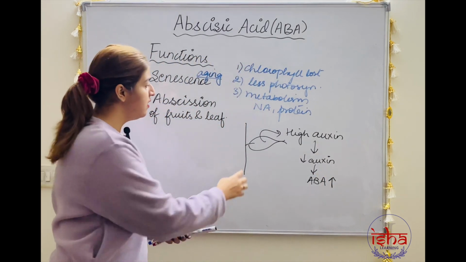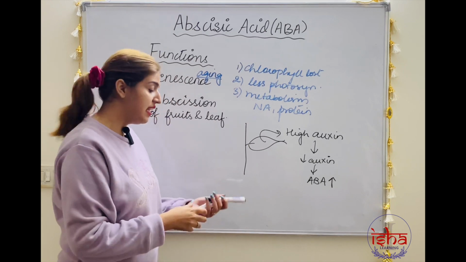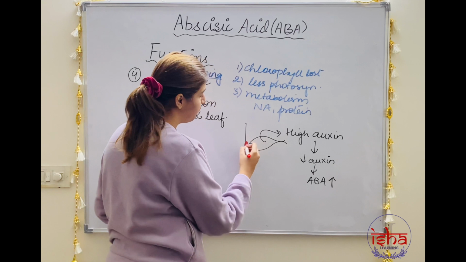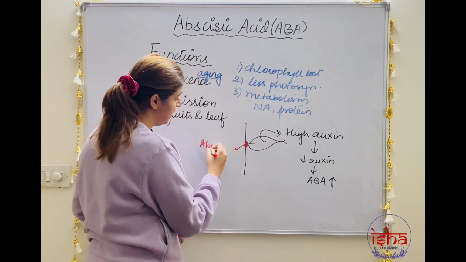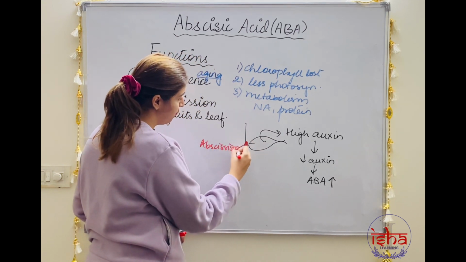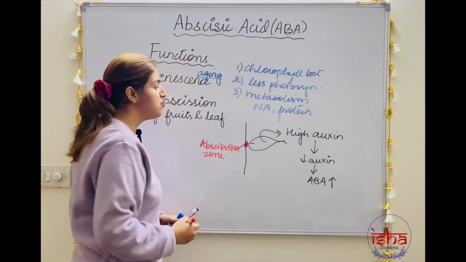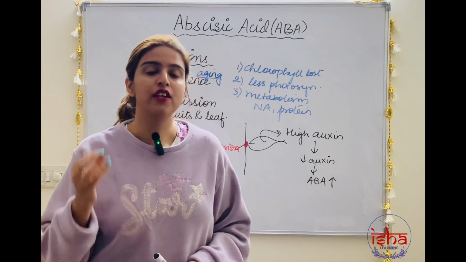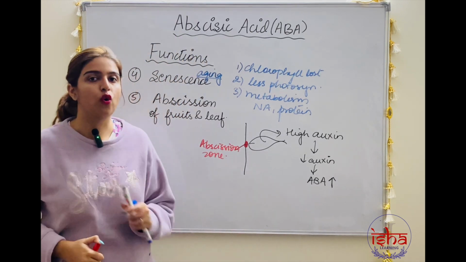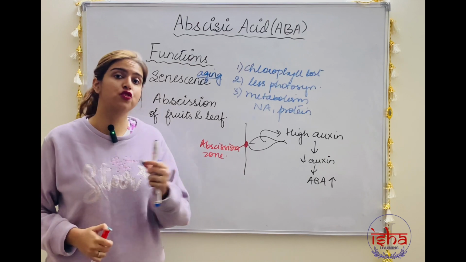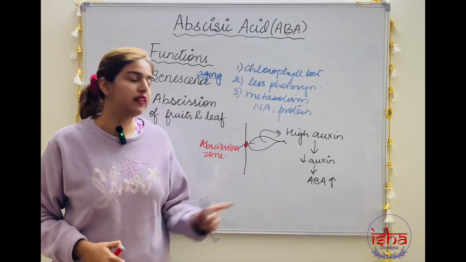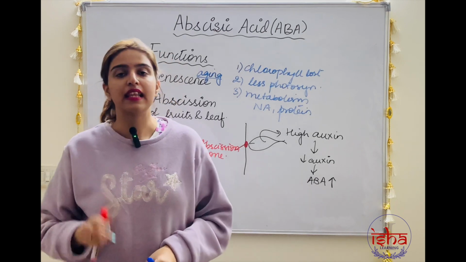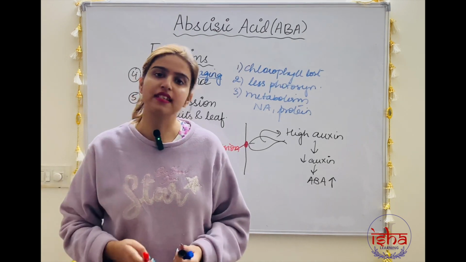Number one, in the petiole of the leaf, a layer is formed which is known as the abscission zone. What happens in the abscission zone is that there is disintegration of the cell wall. Due to the disintegration of the cell wall, there is going to be lack of strength. Due to this lack of strength, the leaf or the fruit is going to be shed off from the plant. That is how the abscission process takes place.